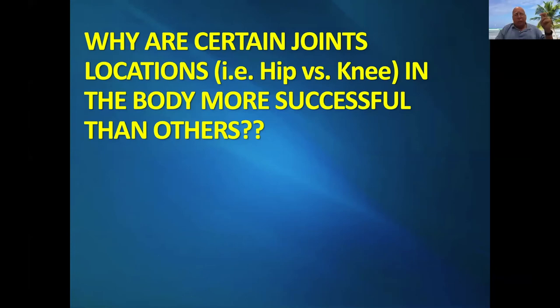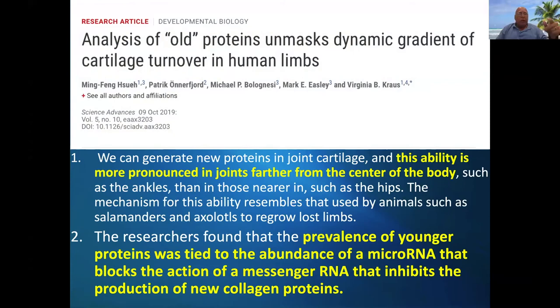Well, lo and behold, there was an article from October of 2019. I think it comes from Duke University, if I'm not mistaken. They said that basically it seems that the more distal the joint is, it has younger proteins that are tied to an abundance of microRNA. Here it is again, the RNA that I'm talking about. It blocks the action of an RNA that inhibits production of new collagen.